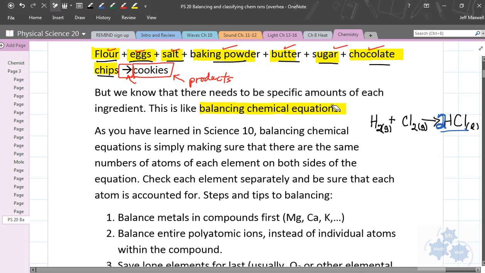But what I want you to do is finish it off. I want you to put all of the numbers in front of each substance. So if there's a 1, I need you to write a 1. Now, in the past, I'm not sure what your teachers have required of you, but I need you to write 1, 1, 2 in this case.